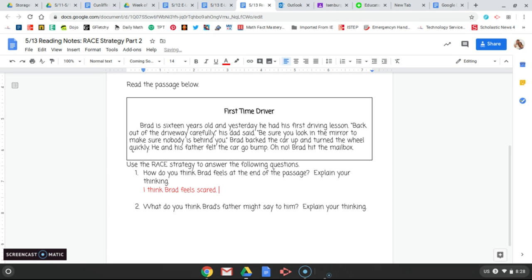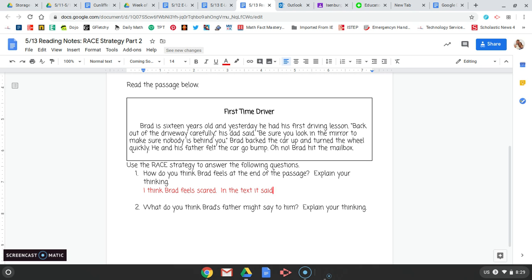All right, we've restated, we've answered it. Now we have to give our evidence. So we're going to start with, in the text, it said, and then I'm going to talk about the part where he hits the mailbox because I feel like that's what would make him feel scared. So I'm going to pick the part of the text that supports my answer. So in the text, it said, Brad hit the mailbox.